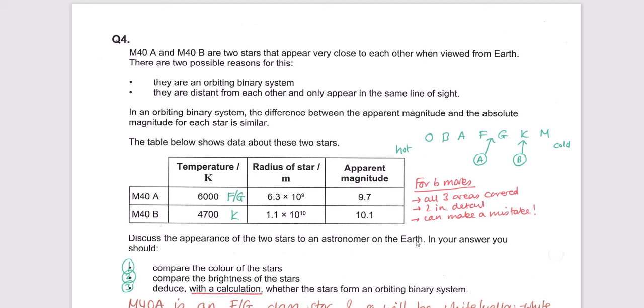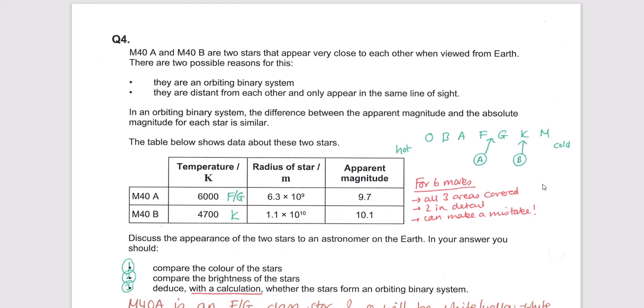Discuss the appearance of the two stars to an astronomer on Earth. In your answer, you should compare the colour, compare the brightness, and deduce with a calculation whether the stars form an orbiting binary system. So we're going to do this step by step. For 6 marks, you have to cover all three areas and do them in detail, but you are actually allowed to make a mistake and still get 6 marks because it's quite a lot to do.